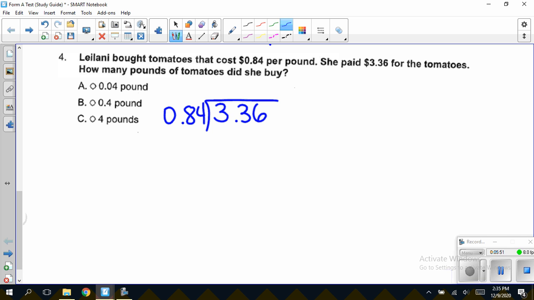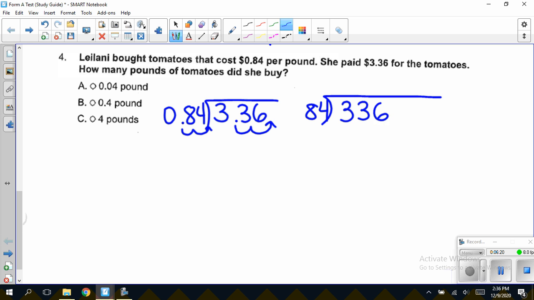Well, knowing what we know from lesson 7, we cannot keep our decimal in our divisor, so we're essentially multiplying that divisor by 100 to swoop it 2 places to the right to make it a whole number. Remember, whatever you do to the divisor, do the same thing to the dividend. So swooping 2 to the right as well now changes my division problem to 336 divided by 84.